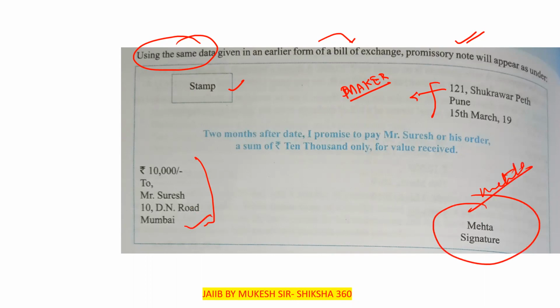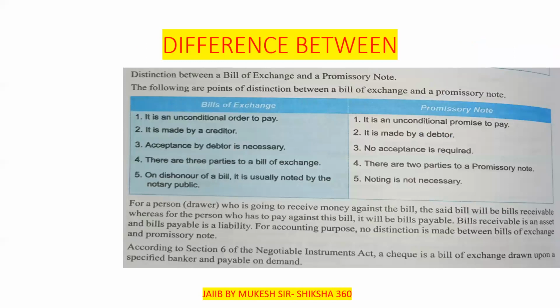So this is the main difference between the promissory note and the bill of exchange, clear? Hope it is clear to all of you up to this point, the basic difference between the promissory note and the bill of exchange. Please tell me quickly if you have any doubt or query. Now move to the next one, the distinction between them.